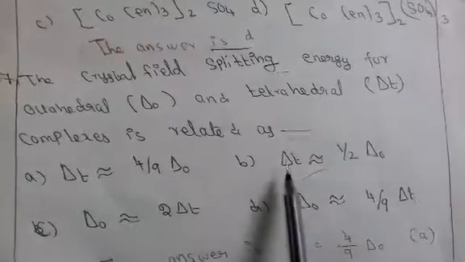Okay. Next one is the crystal field splitting energy for octahedral and tetrahedral complexes, how they are related. This we already know directly: the answer is delta T equal to 4/9 delta 0. Next question is the 18th one.